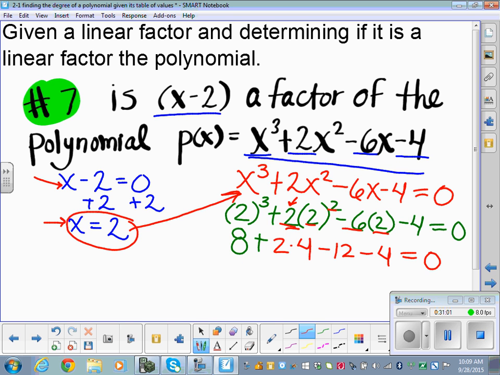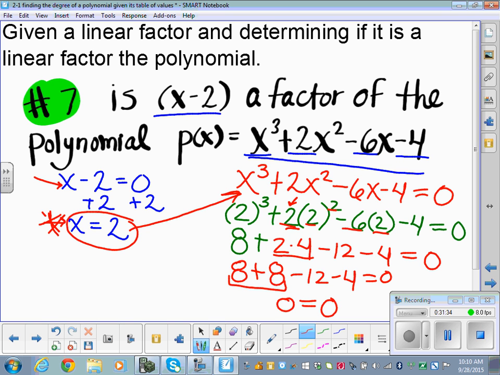So I'm just simplifying this. So we have 8 plus 8. 2 times 4 is 8. And then minus 12 minus 4 is equal to 0. Let's see if we're going to get a true statement. What's 8 plus 8? 16. So we have 16 minus 12, which is 4. 16 minus 12 is 4. So we have 4 minus 4. 0. So we get 0 is equal to 0. So was x equal to 2 truly a root? Yes, that became a true statement.